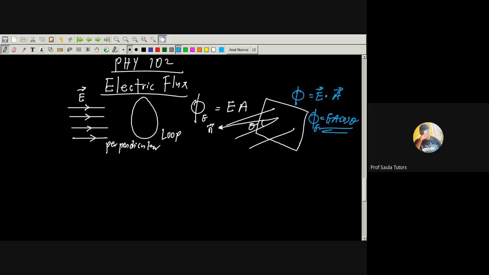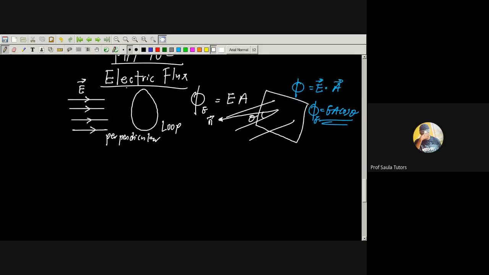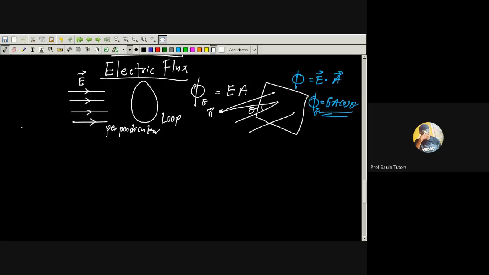Any question? No. Now, next, what is Gauss's law? Now, pay attention. Gauss gave us the relationship between electric charge and electric field. It is actually a more general form of Coulomb's law.